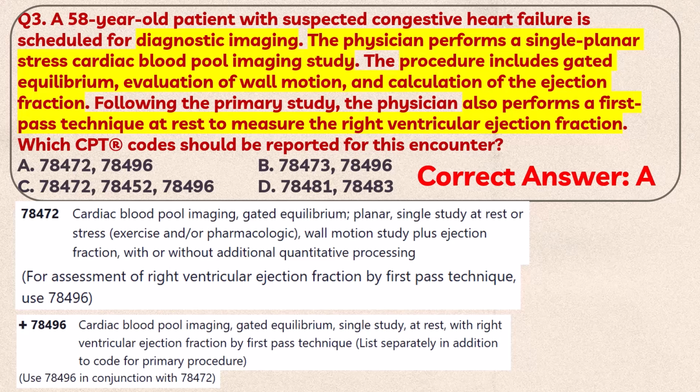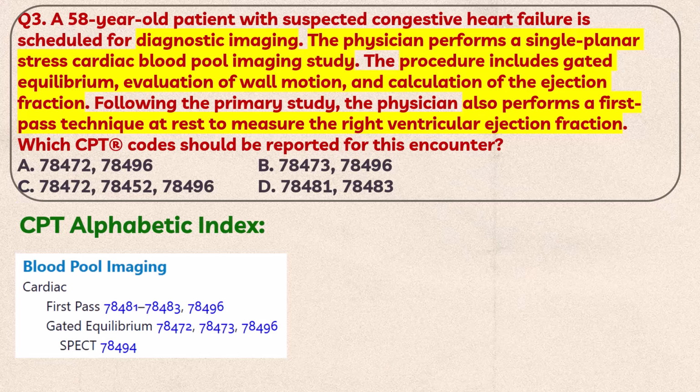So if you encounter this case in the real working world, you have to use the CPT alphabetic index. In the CPT alphabetic index, the procedure here is blood pool imaging. You can see cardiac blood pool imaging study. So blood pool imaging, that is the cardiac subterm. And for the first pass, you can go for this code series, and for the gated equilibrium, you can go for this series. So again, you have to come back to the tabular list and confirm the answer. Once you confirm the answer, the correct code will be answer A.